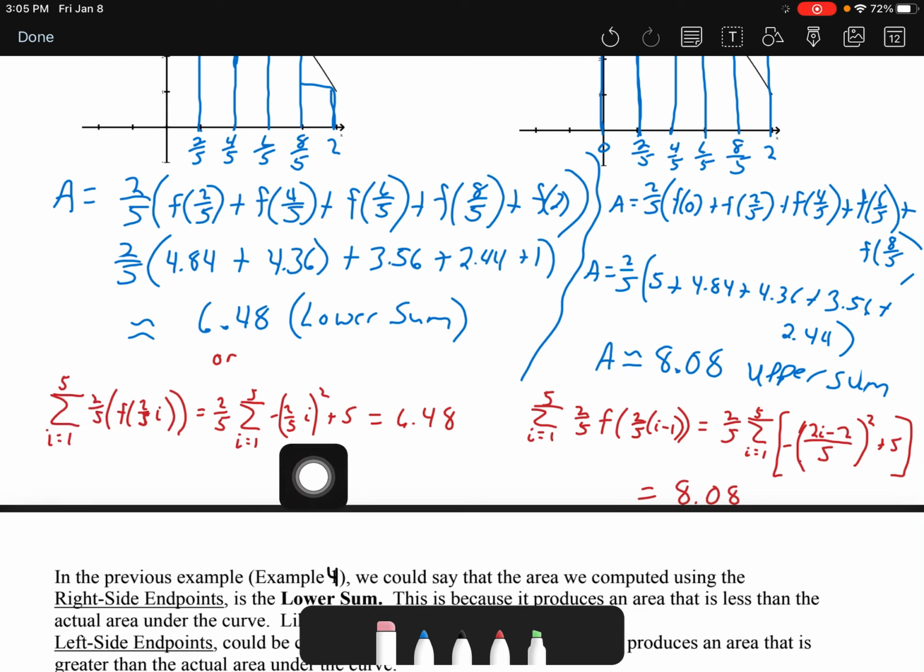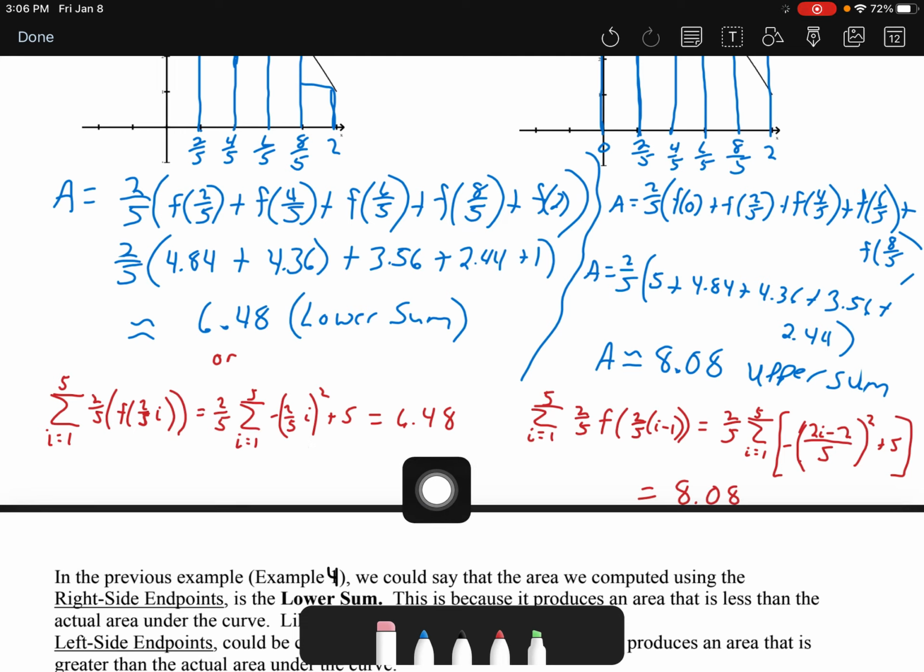Now what we do when we calculate this, the constant, which is the width, gets pulled out in front of your sigma notation, okay? Now here, what I'm actually doing is plugging it into the function that we have. Because it was negative x squared plus 5, I'm replacing the x with the 2/5 i, right? Because it's f of 2/5 i. So that's why I have negative 2/5 i quantity squared plus 5, okay? So this would be my actual sigma notation.